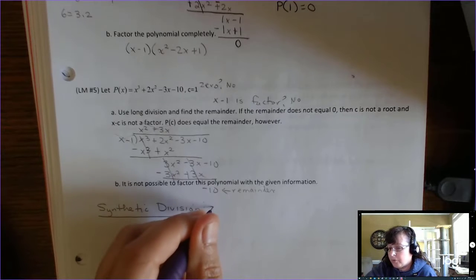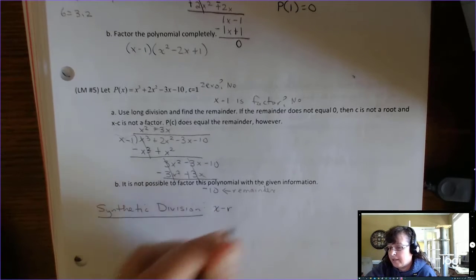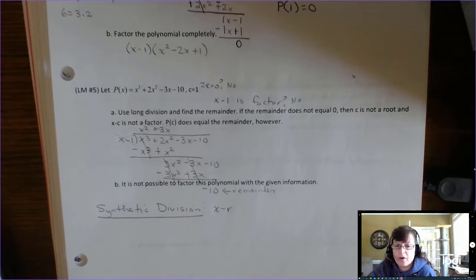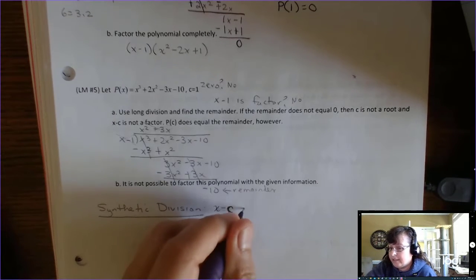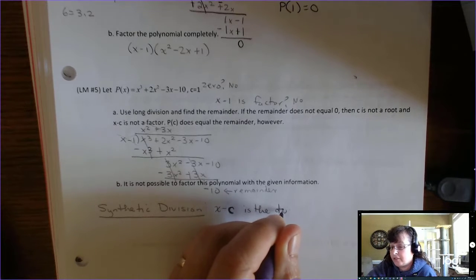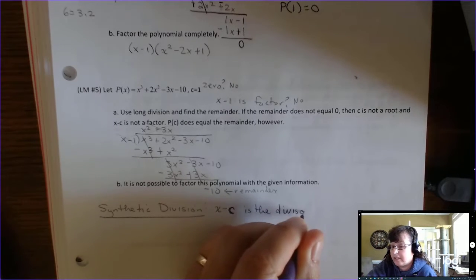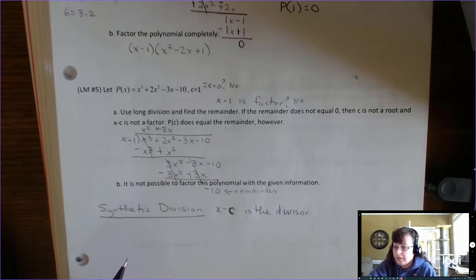In this class, we're really only going to use it when your factor is in the form of x minus r or x minus c or whatever. Okay, so I'll make it x minus c. All right, is the divisor. I said factor, it potentially might not be a factor, so let's call it the divisor. So if x minus c is the divisor, then synthetic division looks like this.